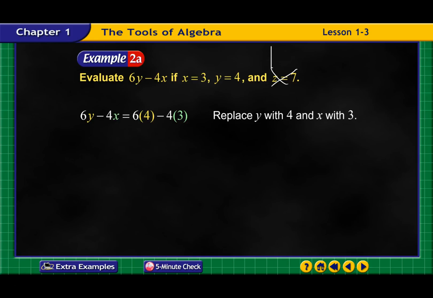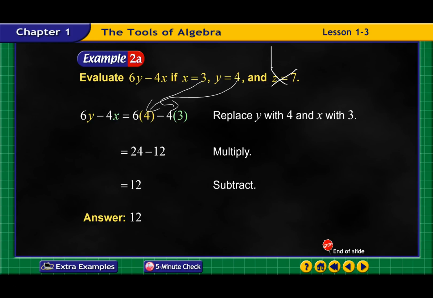So we're going to take x for 3. Our x goes here. Our y goes here. Then we're going to evaluate. Do the multiplication first. 6 times 4 is 24. 4 times 3 is 12. 24 minus 12 is 12. Our answer is 12.